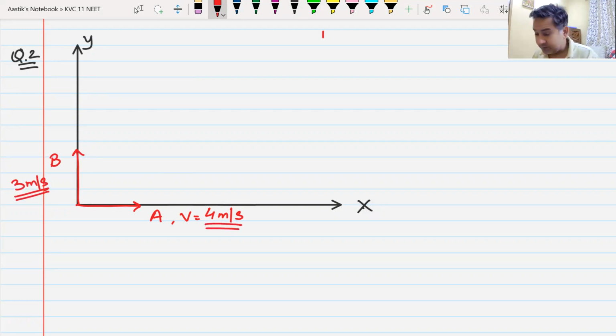Can you tell me, if I ask the velocity of A with respect to B, that will be the negative of B with respect to A. So just tell me what will be the velocity of A with respect to B in this case. One is moving like this, the other one is moving like this. You have 2 minutes to do this.